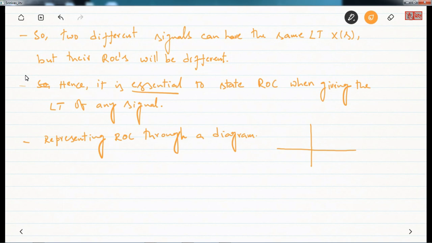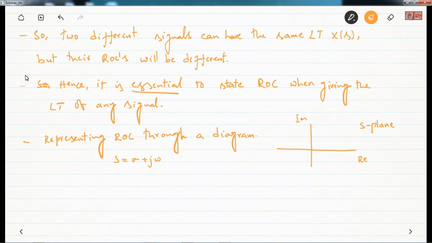Let's remember that s is equal to sigma plus j omega. So we will think of something called the s plane, where this is the real axis and this is the imaginary axis. Let the x-axis denote the real value of s, and let the y-axis denote the imaginary value of s. That means this denotes sigma and this denotes j omega.